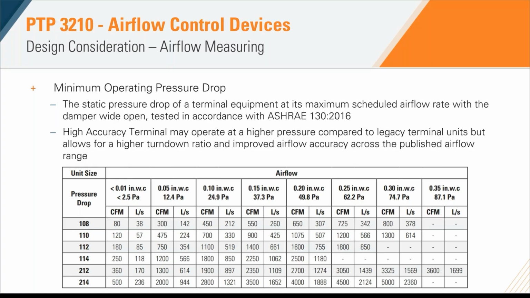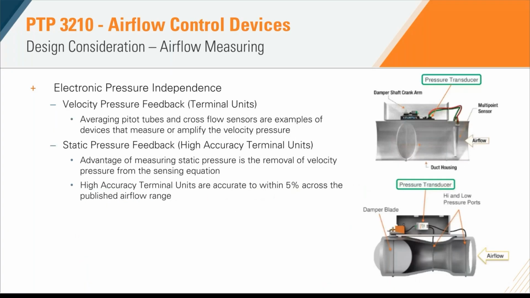So, as mentioned earlier, in constant volume or variable volume applications, our airflow measuring technology has to have those electronic components to control airflow independent of those duct pressures. So in this case, we're going to utilize some sort of sensing measuring element. For terminal units, we're going to cover the velocity pressure feedback, but of course, there are several different types of measuring elements available that can be applied as well. For terminal units, you may see a velocity pressure feedback, where this is through either averaging pitot tubes or a crossflow sensor that helps measure and amplify that velocity pressure reading, which is then used to calculate flow.